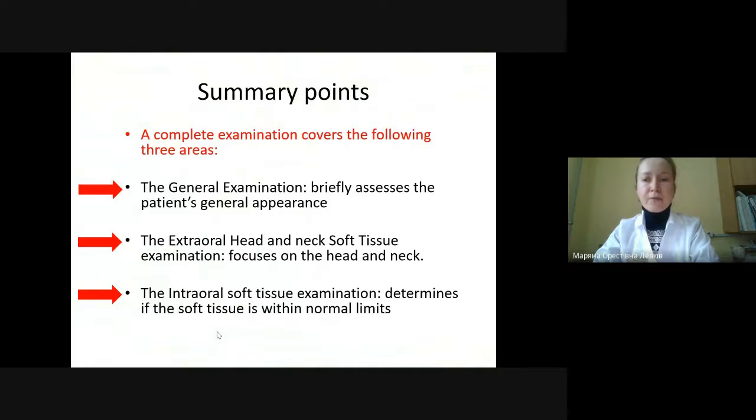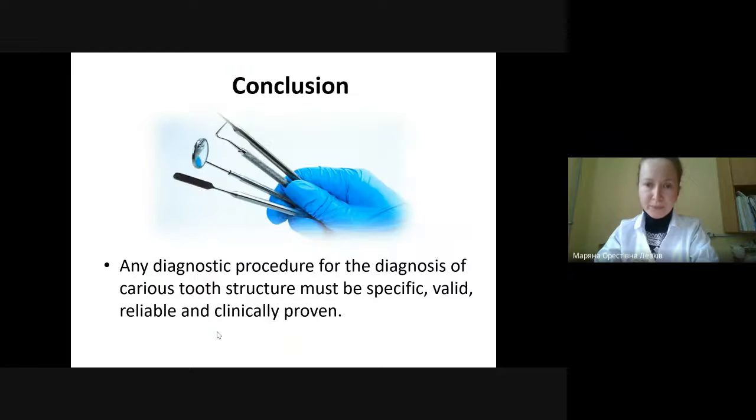I propose to you such summary points of this lecture. A complete examination covers the following three areas. The first, general examination, briefly assesses the patient's general appearance. Next, extraoral head and neck soft tissue examination focuses on the head and neck, and intraoral soft tissue examination determines if the soft tissue is within normal limits. And in conclusion, it is worth saying that any diagnostic procedure for the diagnosis of caries of tooth structure must be specific, valid, reliable, and clinically proven.